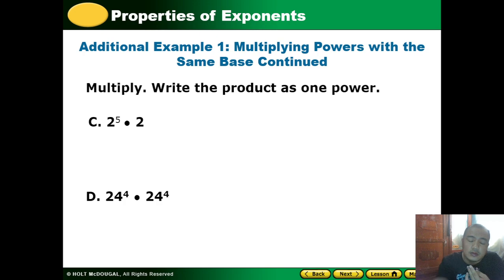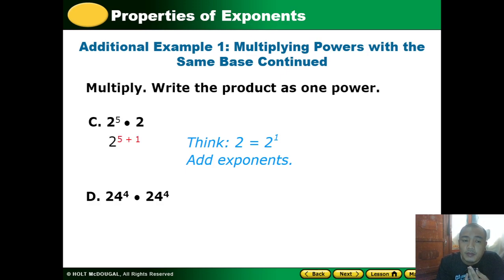Another, letter C. 2 to the 5th power times 2. Same base, so just add the exponents. What is the exponent of 2 here? That means the exponent is 1. If there's no exponent written, that means the exponent is 1. So just add 5 and 1. 2 is equal to 2 raised to 1 power. So 5 plus 1 is 6. 2 to the 6th power is the answer. Here, 24 to the 4th power times 24 to the 4th power means just add 4 plus 4. The answer is 24 to the 8th power.